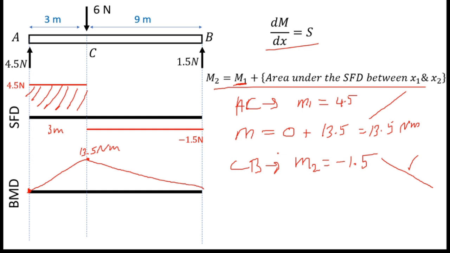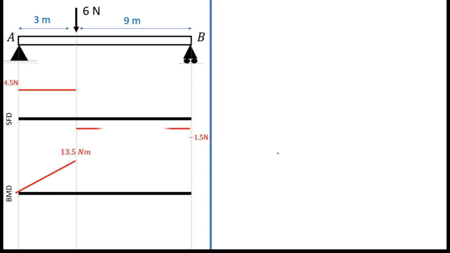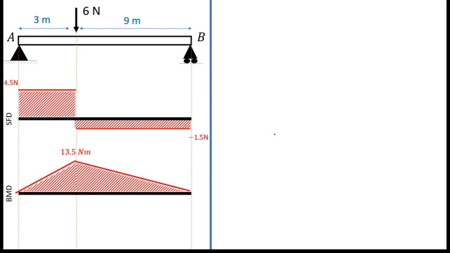So this is the complete shear force and bending moment diagram. I will show you the clearly drawn shear force and bending moment diagram. So this is our final answer.